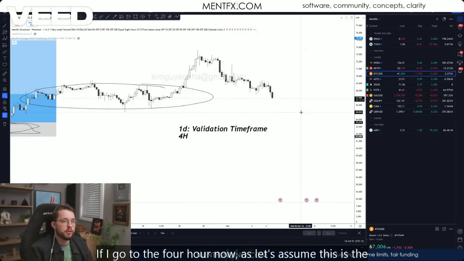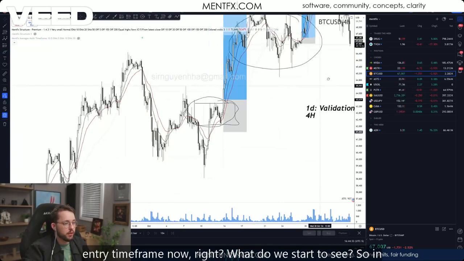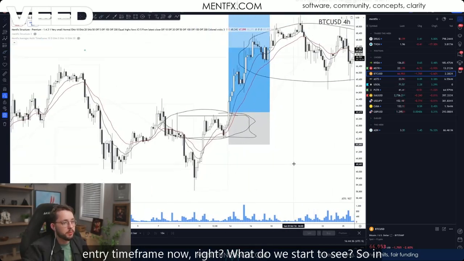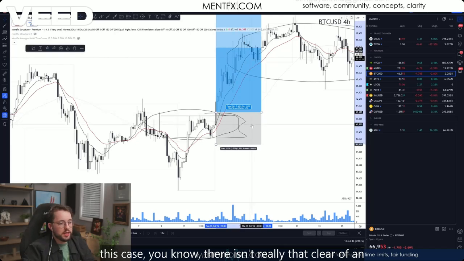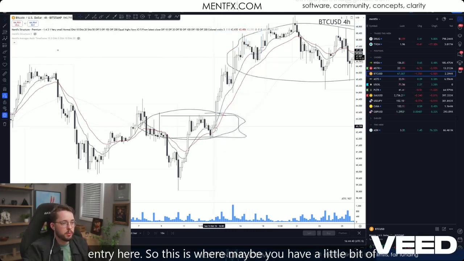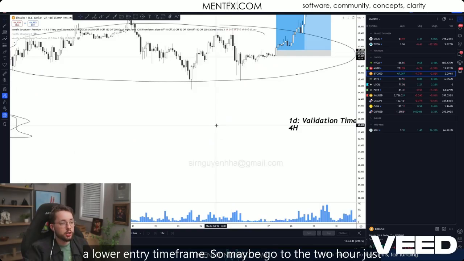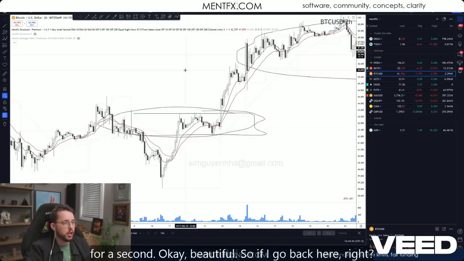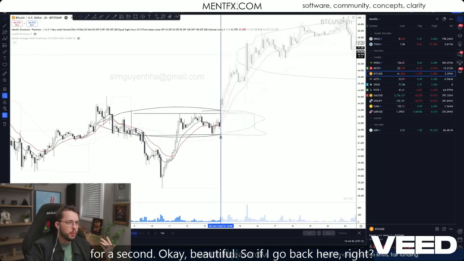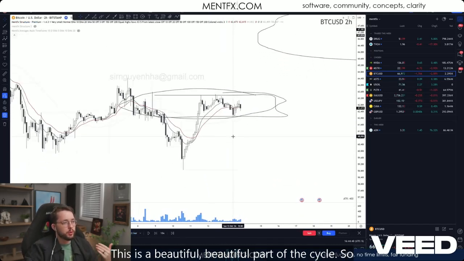If I go to the 4 hour now, as let's assume this is the entry time frame now, right? What do we start to see? So in this case, there isn't really that clear of an entry here. So this is where maybe you have a little bit of a lower entry time frame. So maybe go to the 2 hour just for a second. Okay, beautiful. So if I go back here, right, this is a beautiful, beautiful part of the cycle.